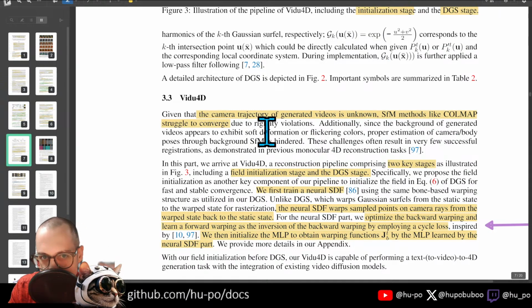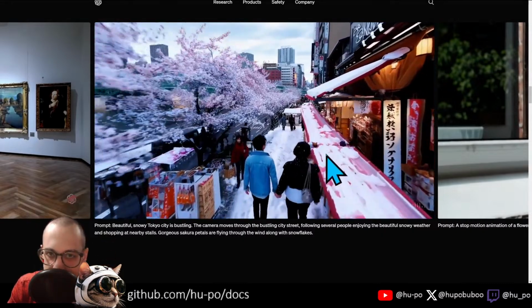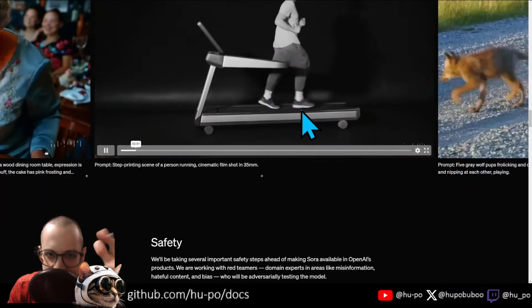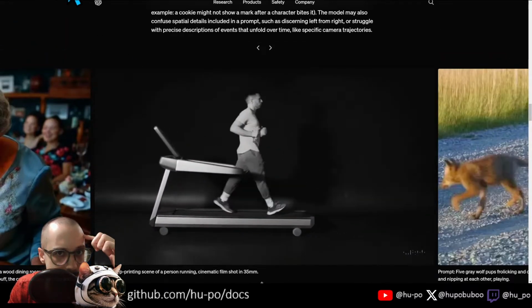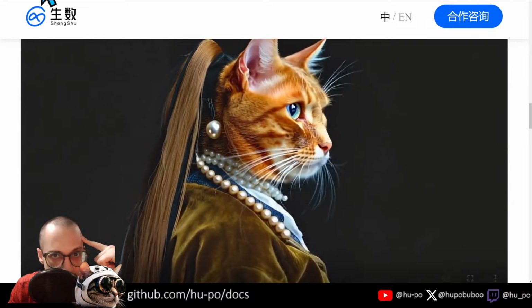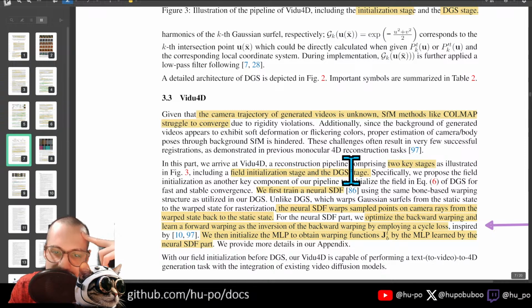So even though here they're saying that you can't really feed a Sora video into these classic SFM pipelines because they move and warp, I have seen people feed them, and they do work quite well. So maybe it's just because their thing kind of sucks, but I feel like it will eventually go away. 2 key stages: field initialization stage and the DGS stage.